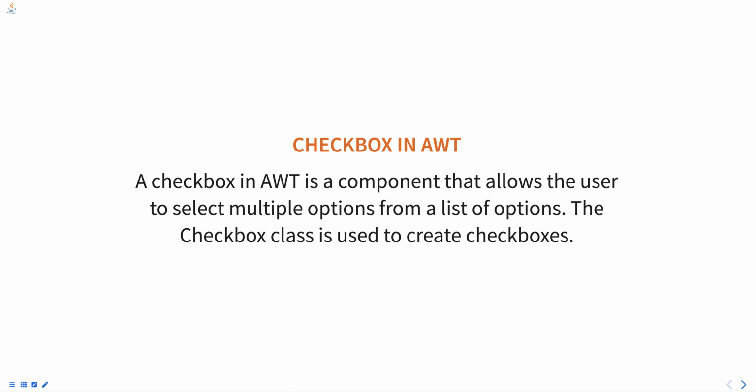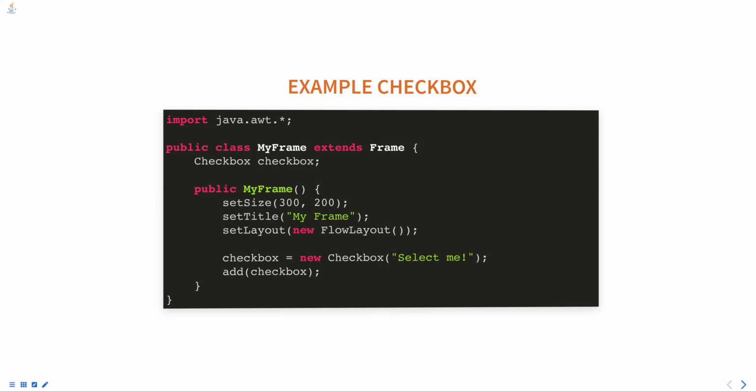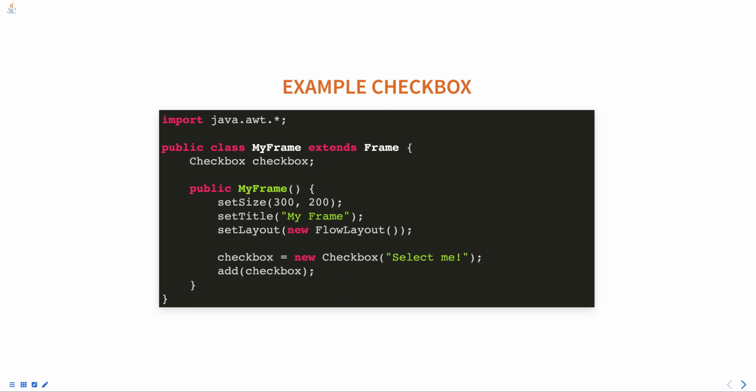A checkbox in AWT is a component that allows the user to select multiple options from a list of options. The Checkbox class is used to create checkboxes. And here is an example of creating a checkbox and adding it to a container.